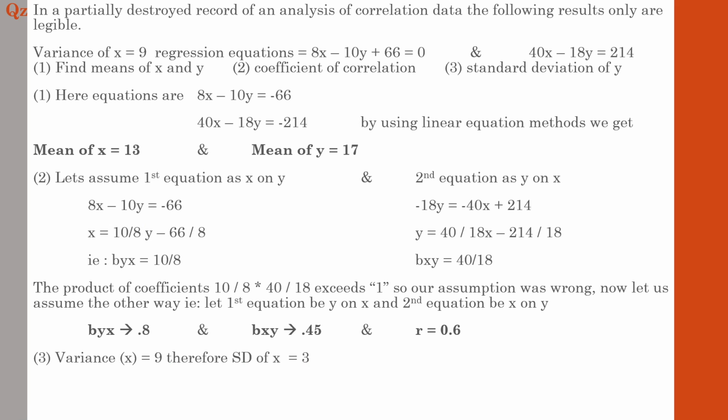And we know that byx is this one and bxy is this one. So substitute in any one of the equations. For the time being, we are using byx. Byx equal to r into standard deviation of y by standard deviation of x. So byx equal to 0.8 equal to r is 0.6 into standard deviation of y, which we don't know because you are asked to find that, divided by standard deviation of x, here it is 3. By solving this, you will get the value 4.